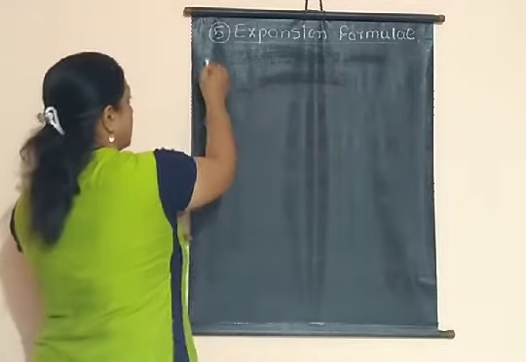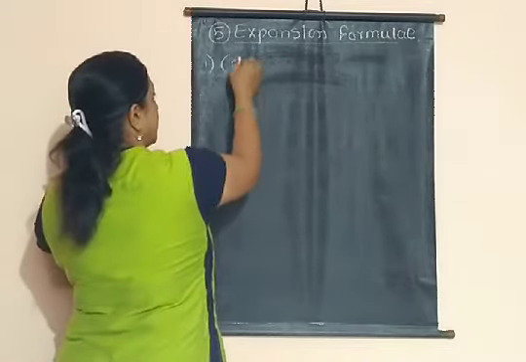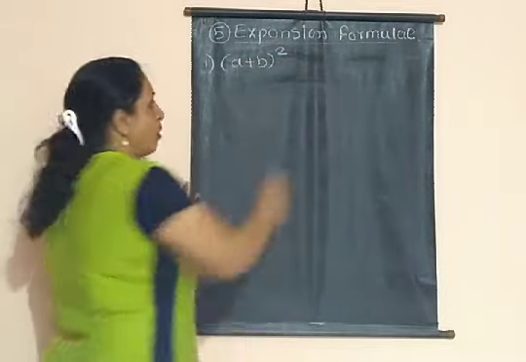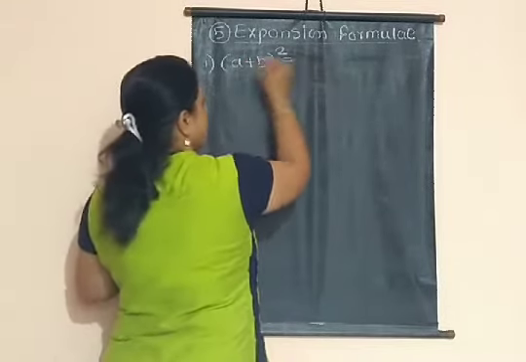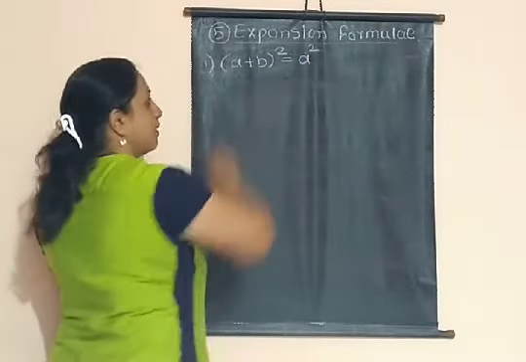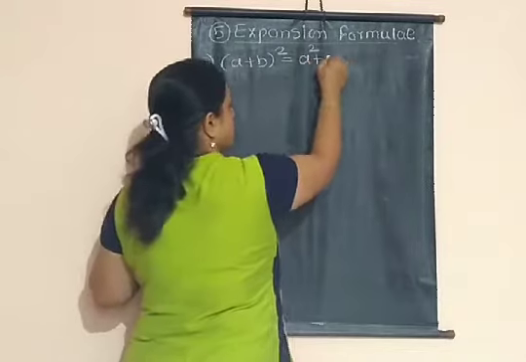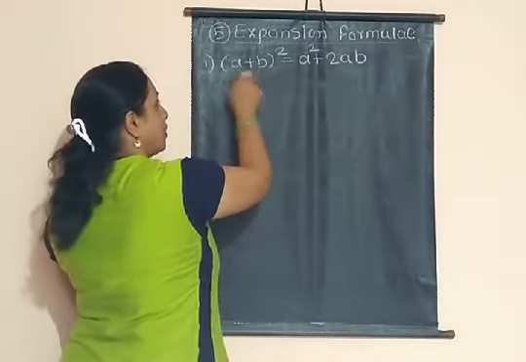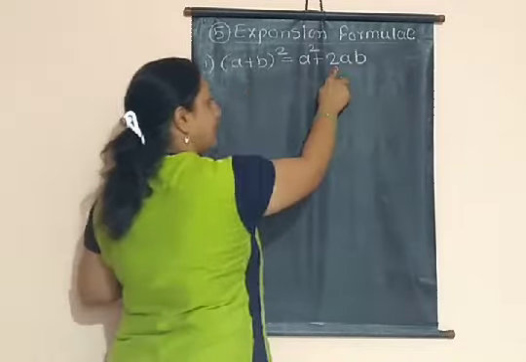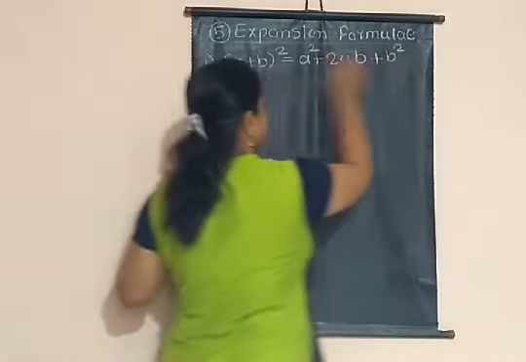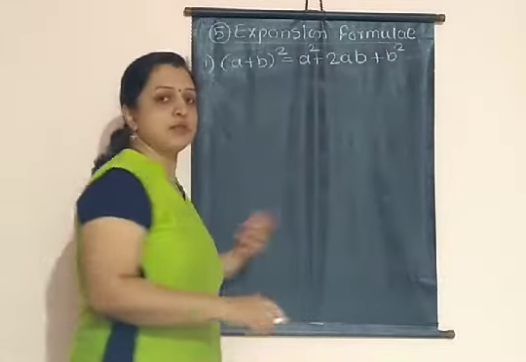The first formula is (a plus b) whole square. Now what is the expansion of this? That is a square, the square of the first term, plus twice ab, that is the product of the first and second terms multiplied by 2, plus b square. What is b? That is the square of the second term.